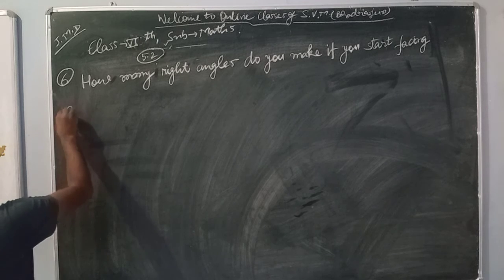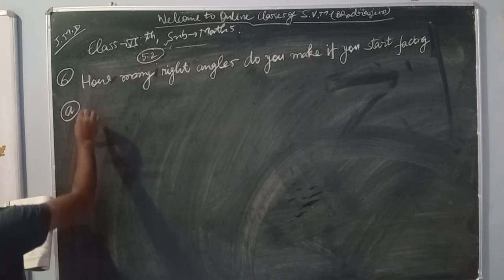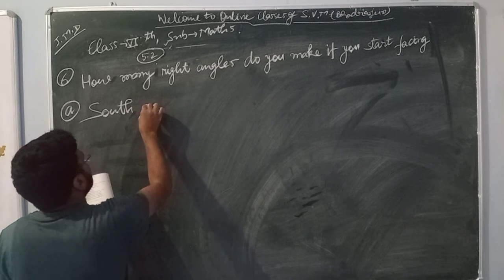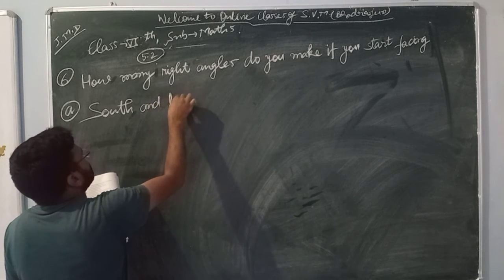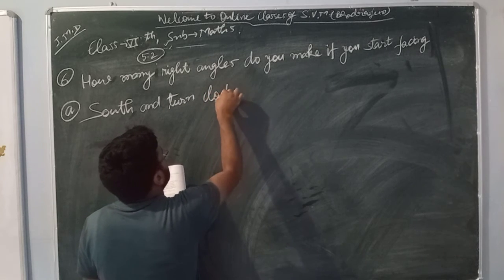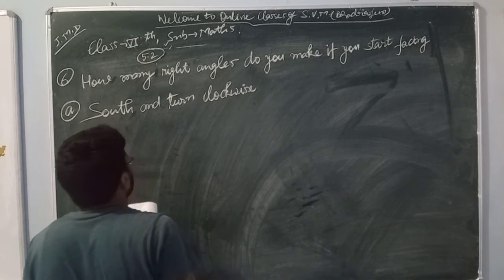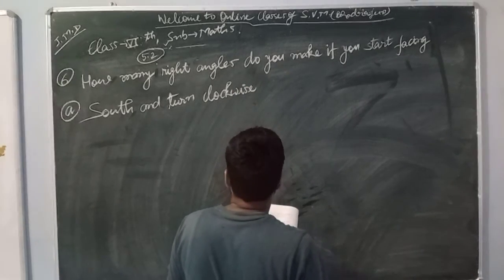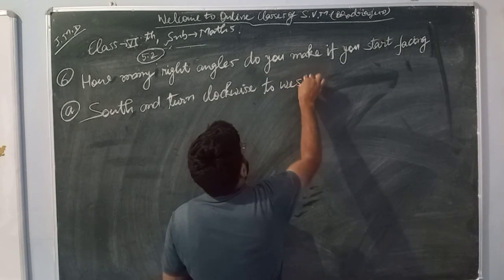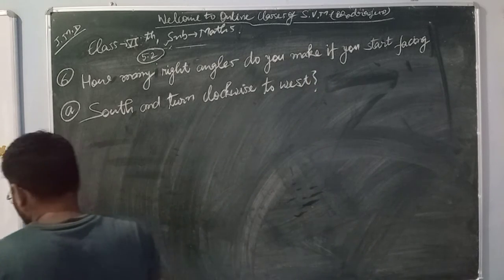Our part A is what? Question number 6 and part A is south and turn clockwise to west. South and turn clockwise to west. Okay. This was our first part.